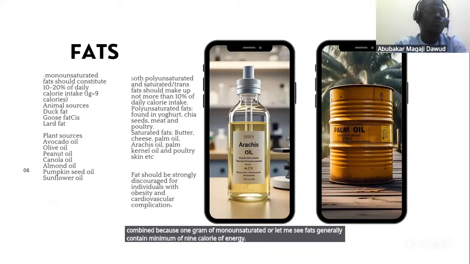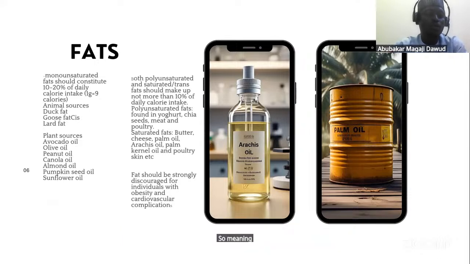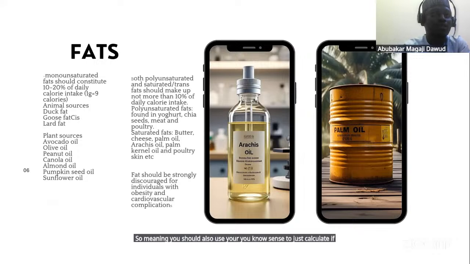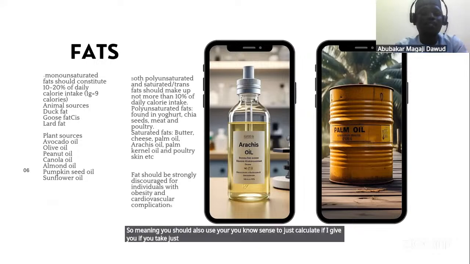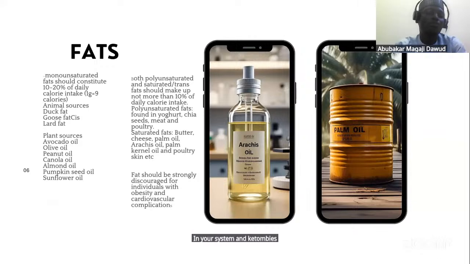So you should always use your sense to calculate. If you take just a small amount of fat, it will be able to generate so much energy, and of course ketone bodies in your system. And ketone bodies are some of the problems we are having with diabetic patients.